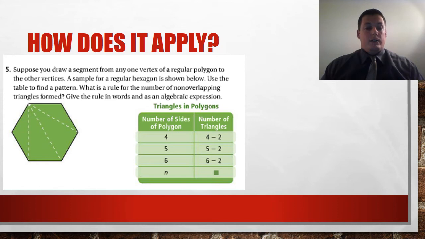So here, how does it apply? So this is a problem you will see later. You may see it in algebra, you'll definitely see it in geometry. It relates to the number of sides on a particular shape. So this one here in particular is talking about how many triangles are formed within a shape with an unknown number of sides. So here we have a 6-sided polygon, which is also known as a hexagon.